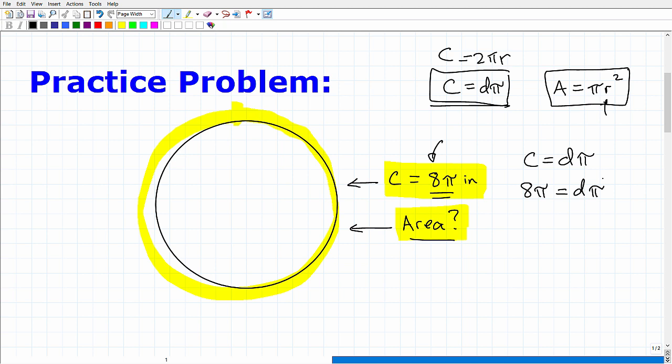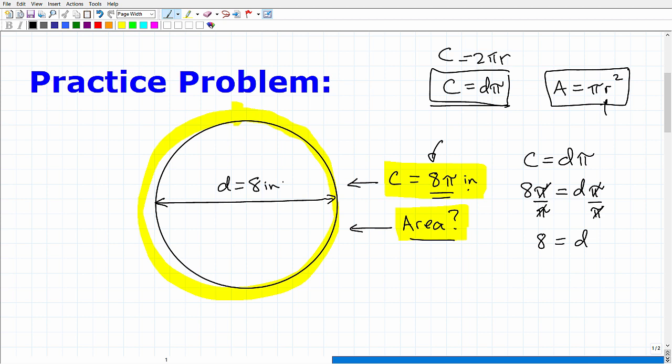So I have a real basic equation here to solve. I can divide both sides of the equation by pi. Of course, the pi's cancel, and I'm left with 8 equals the diameter. So the diameter of this circle, the whole width of the circle, is 8 what? Well, 8 inches.